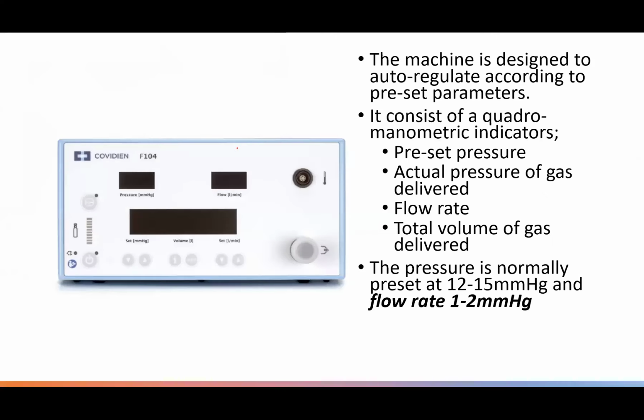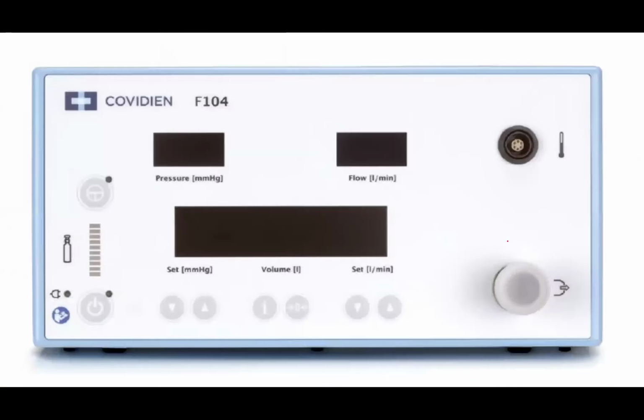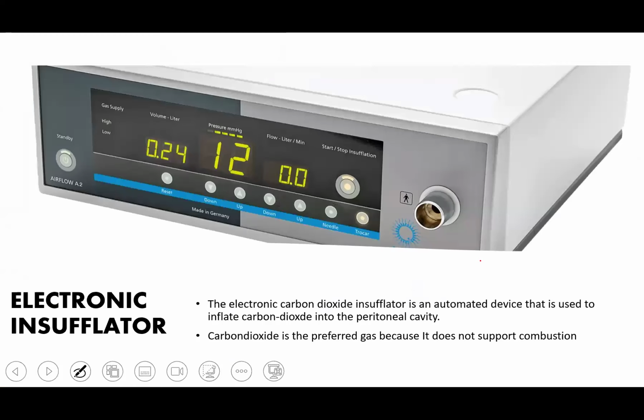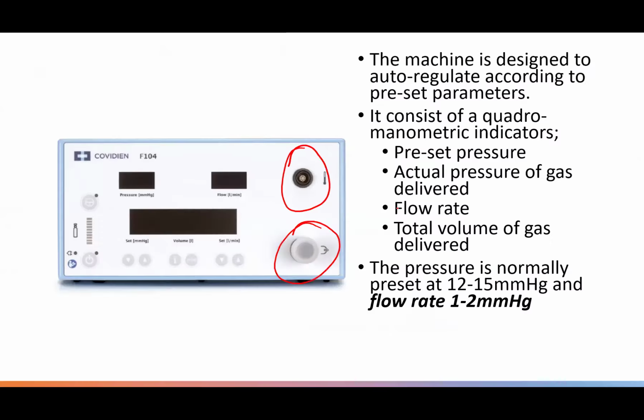Now, if you look at this machine, you will see it even has a probe for temperature. This is where the tubing is connected. This is where the tubing is connected to deliver gas to the ports that are placed into the access points.